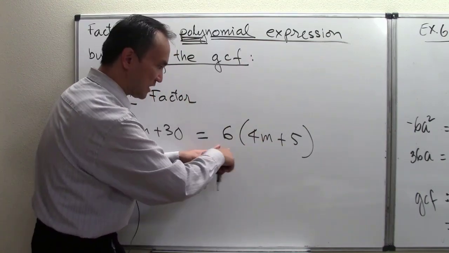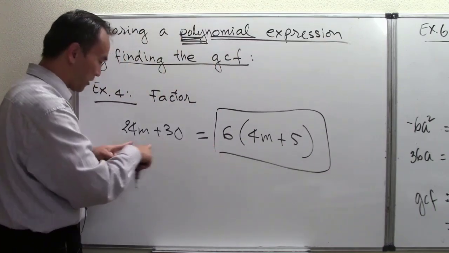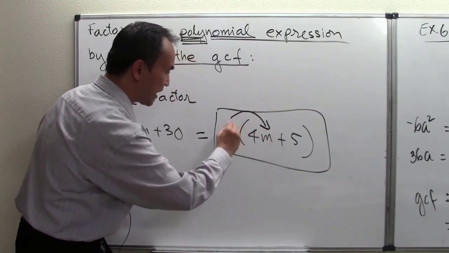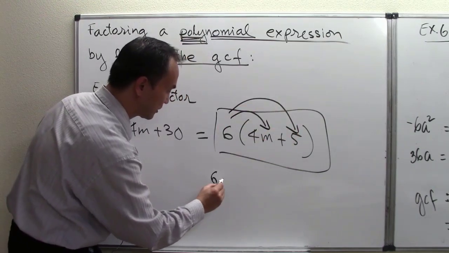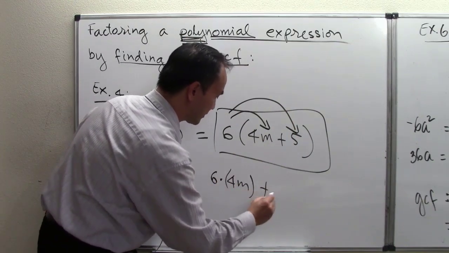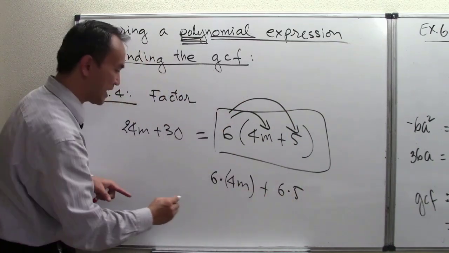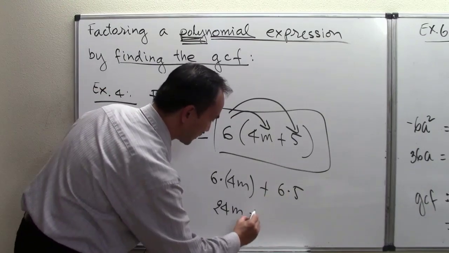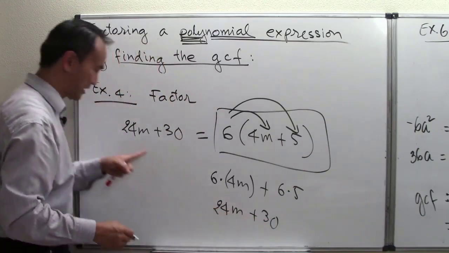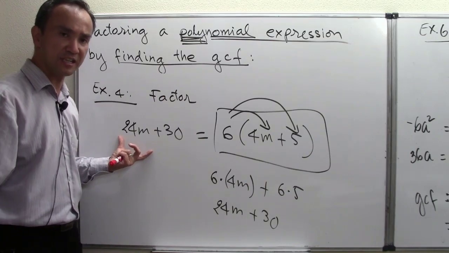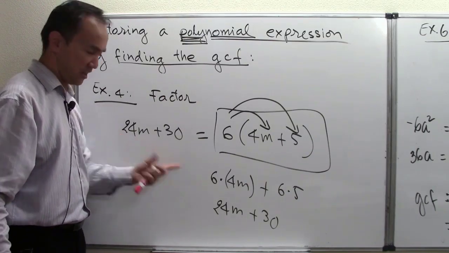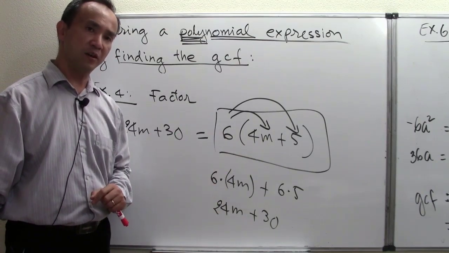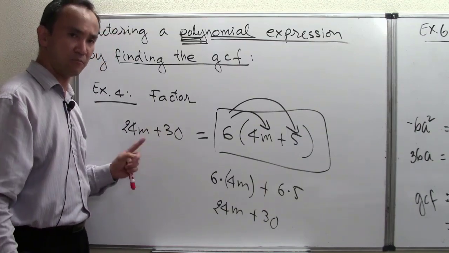And so to check whether this is the correct factor form for 24m plus 30, all you do is simply multiply 6 with 4m, and multiply 6 with 5. So 6 times 4m plus 6 times 5. So 6 times 4m gives me 24m. 6 times 5 is 30. Are we getting that expression that is exactly matching the beginning polynomial expression? And yes, that is a check right here. And so that's how we know that we have found the correct answer for example 4.